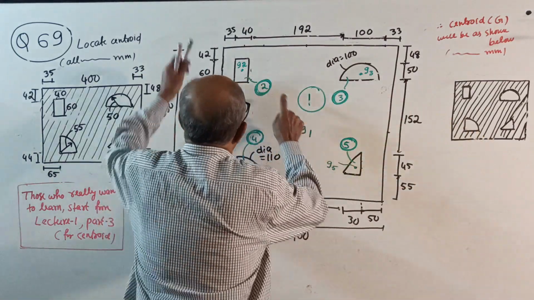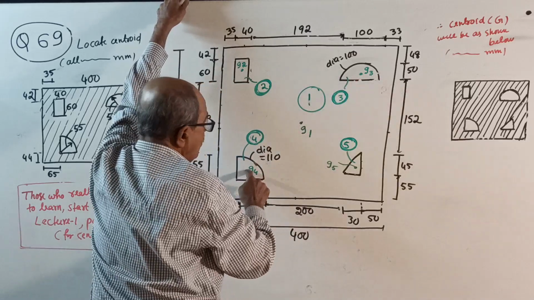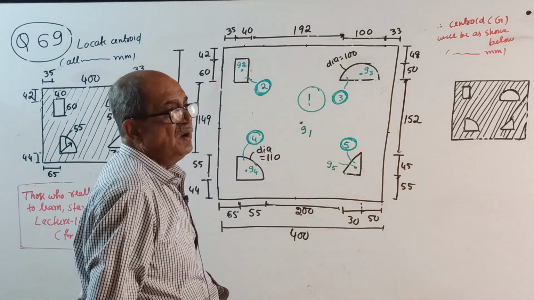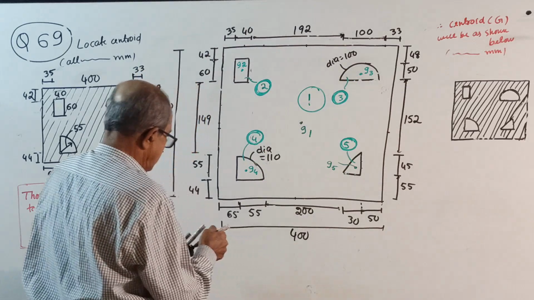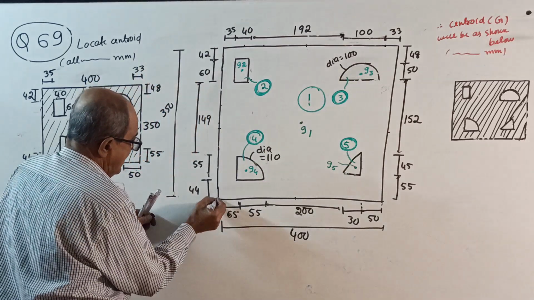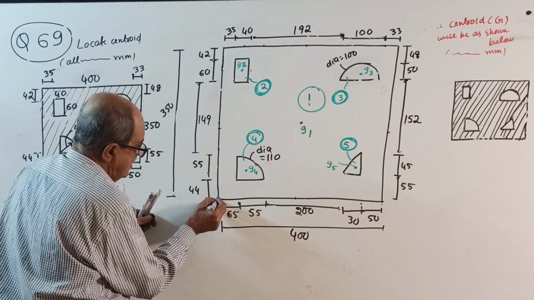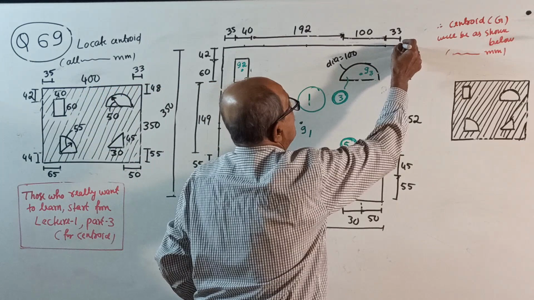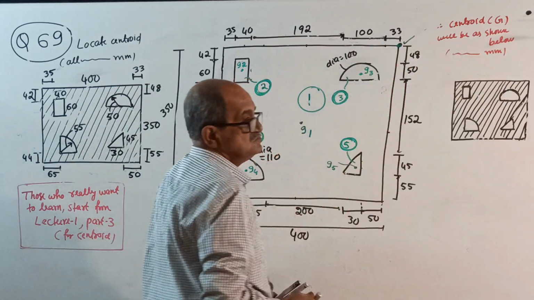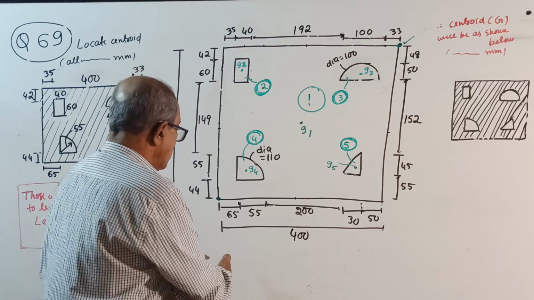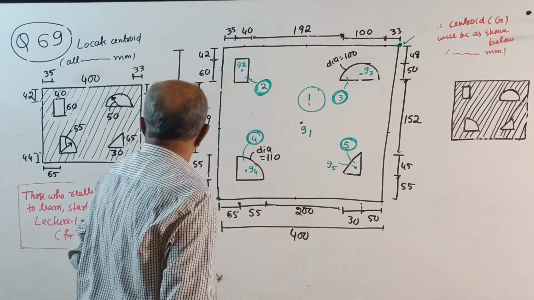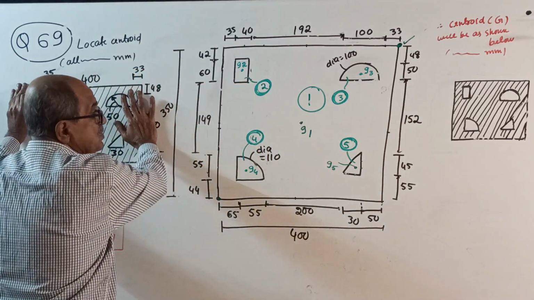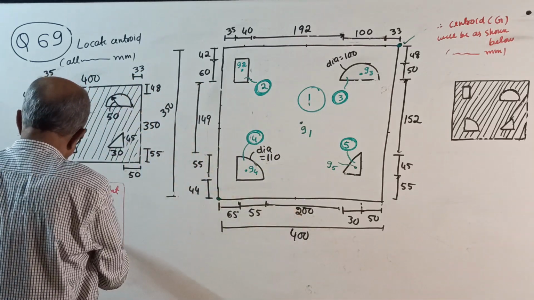So 1, 2, 3, 4, 5. Now we will go for C once again. This is your Abelco, this is your Abelco. This is Aterco. Now here space is not there, so I will remove this one, and I will remove this also.